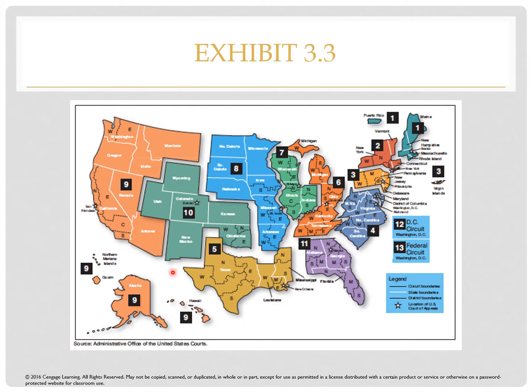So circuits 1 through 11 are your geographic circuits, and they're based on legal issues that happen in their respective geographic areas. The 12th is also a geographic area, but it really only relates to Washington, D.C. The 13th, which I believe is in the same building as the 12th, but a different circuit, is called the Federal Circuit.